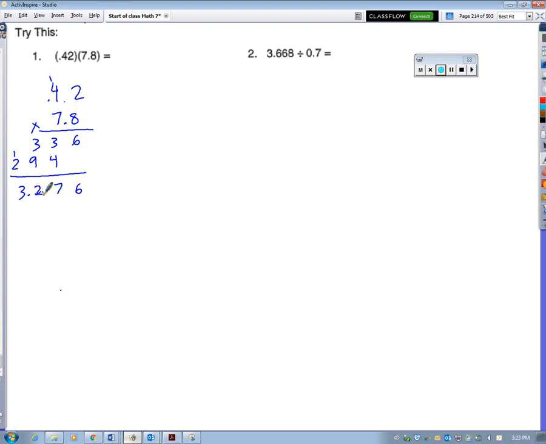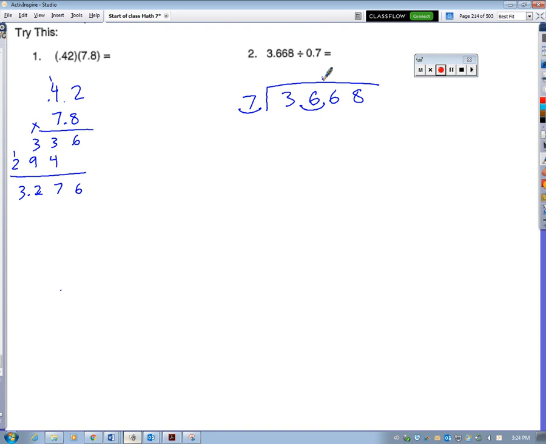3.668 divided by 0.7. I'm going to put my 0.7 out here. 3.668 divided by. I got to do something with these decimals. I need to move it over, so I'm dealing with a whole number on the left-hand side here. So I'm going to move my decimal point one place over to the right, which means I got to do the same thing on my 3.668. I got to move it over here one space to the right. I'm going to move my decimal up top so I don't forget it later. Now I can work through my problem.